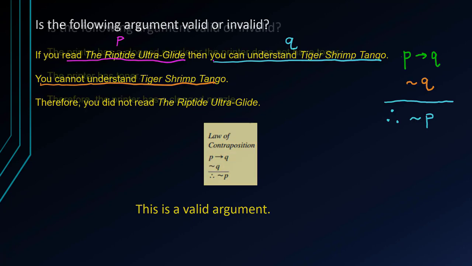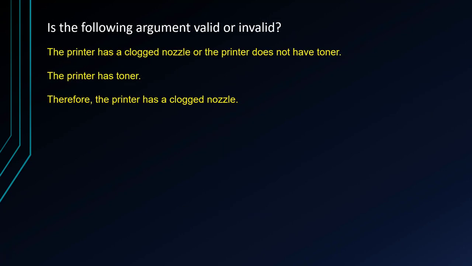For the next one, the printer has a clogged nozzle, or the printer does not have toner. The printer does have toner, therefore the printer has a clogged nozzle. So again, we have these two premises. We're told that maybe you're working on the printer and it's having an error, that based on what you're seeing, you make a statement. It either has a clogged nozzle or it doesn't have toner, because maybe it's just not printing. And then you check and say, okay, well, the printer does have toner, therefore it has to have a clogged nozzle. Is this a valid argument?